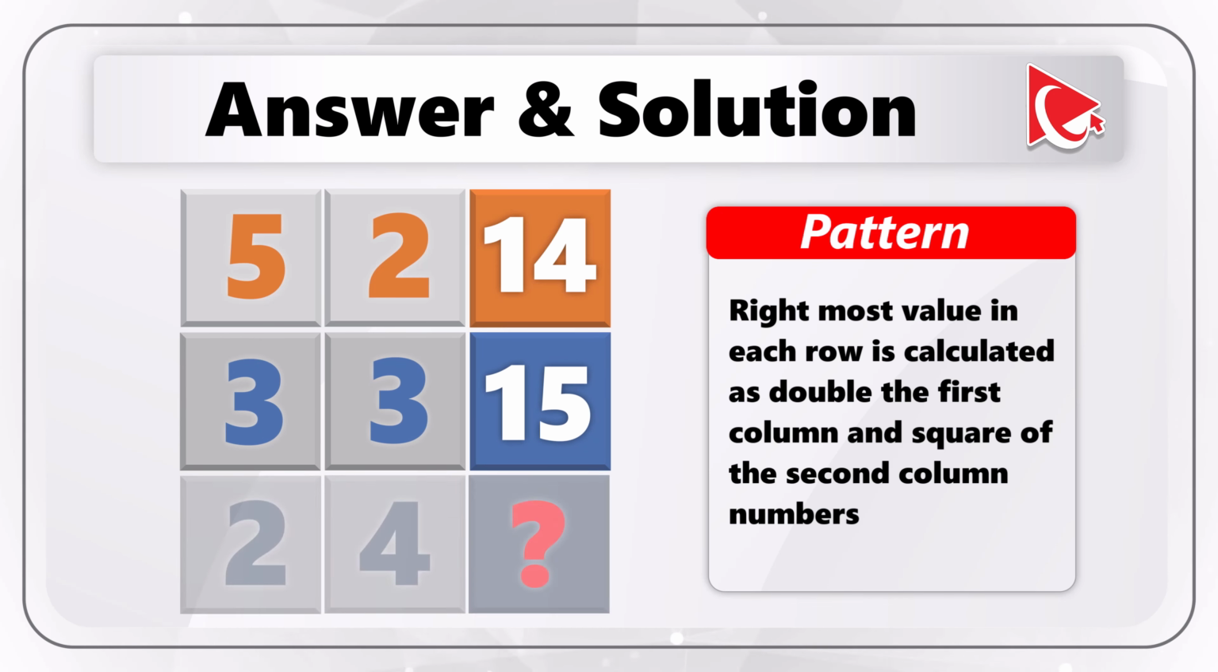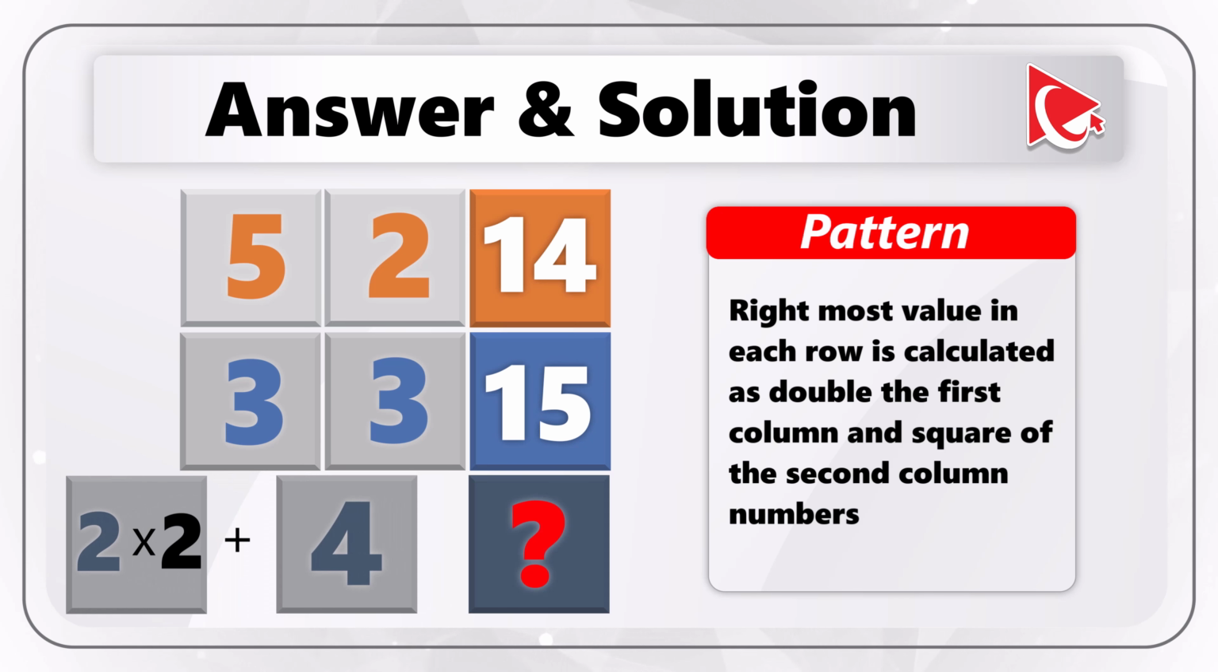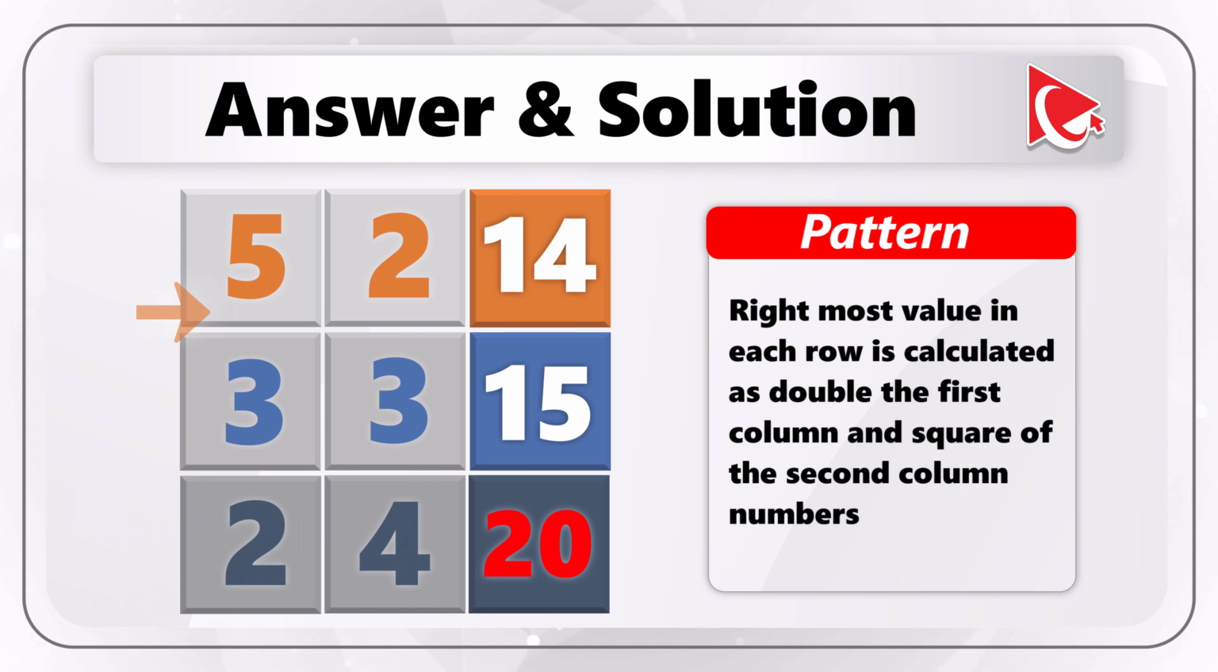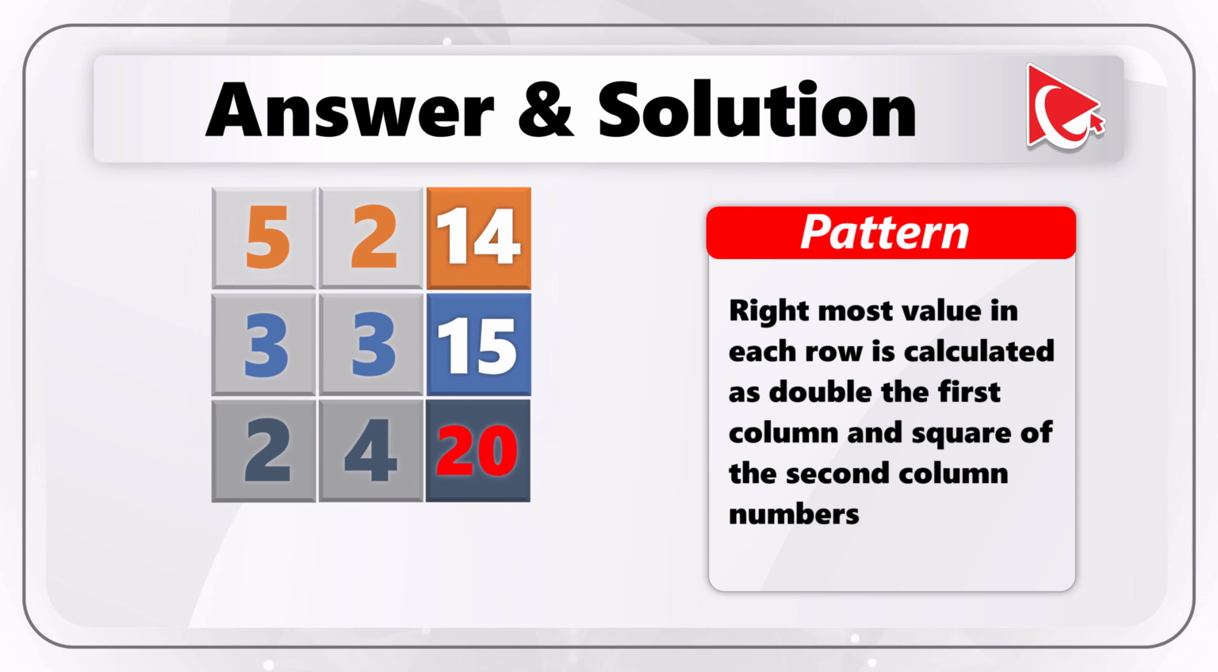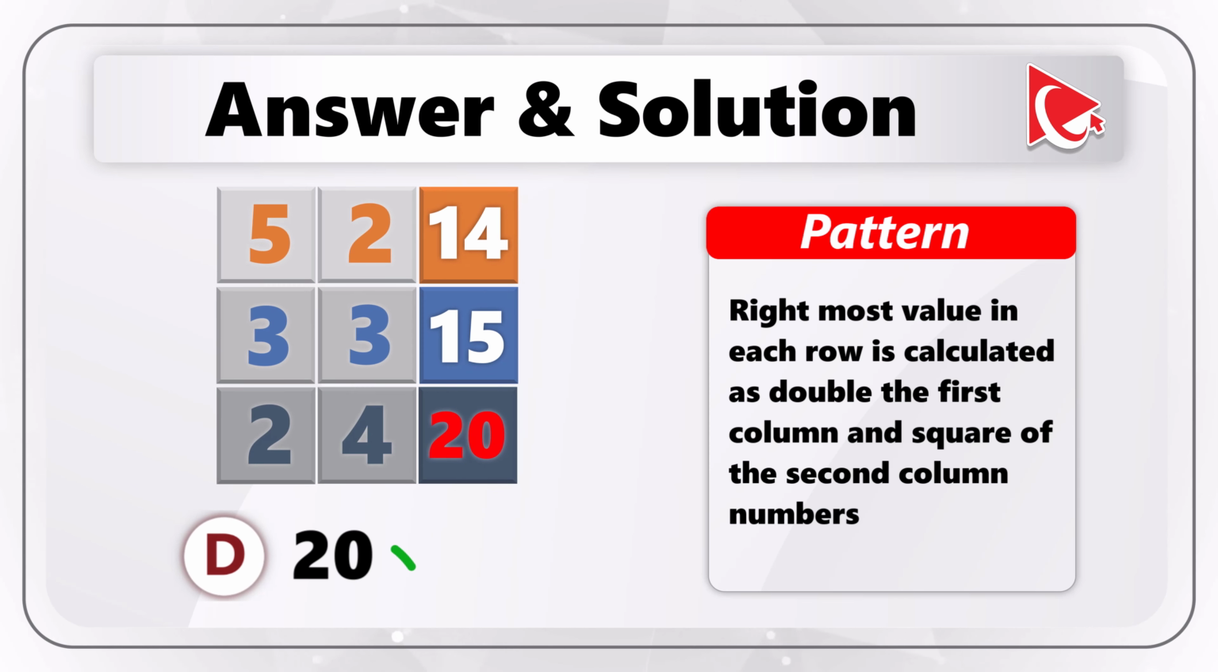So for the missing value, the calculation will be 2 multiplied by 2 plus 4 squared, which equals 4 plus 16, and the end result is 20. Remember the hint I gave you? The flow of colors here shows the flow of the calculations. For example, 2 and 2 are initial numbers, and 14 is the calculated number in the first row. So the correct answer here is choice D, 20. Hopefully you've nailed this question and now know how to answer similar problems on the test.